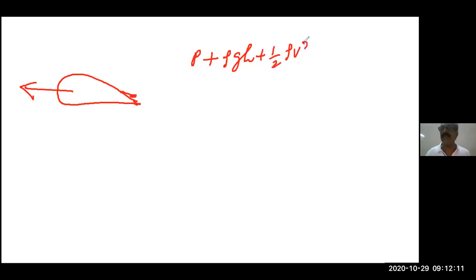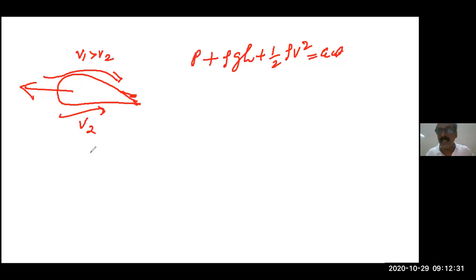So here the advantage is, when this flight is moving with this wing like this, above, the air will move faster. Below, the air will go slower. So according to Bernoulli's theorem, pressure energy plus rho g h, potential energy, plus kinetic energy is equal to a constant. That means if you consider the airflow above the wing, V1 is faster. V1 is greater than V2. V2 is the velocity of the lower portion. Any doubt?